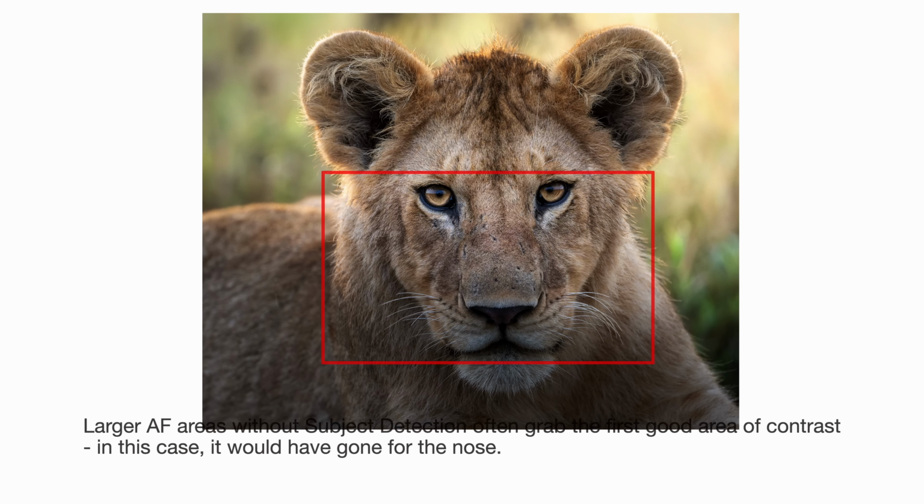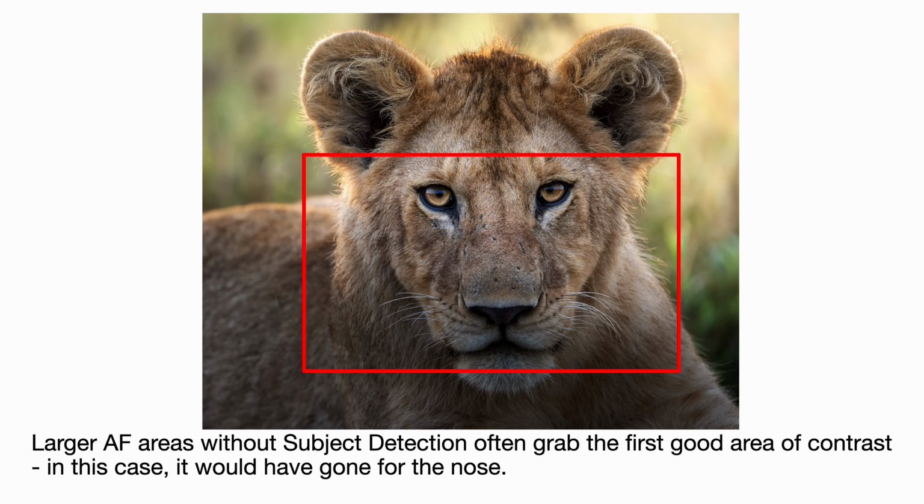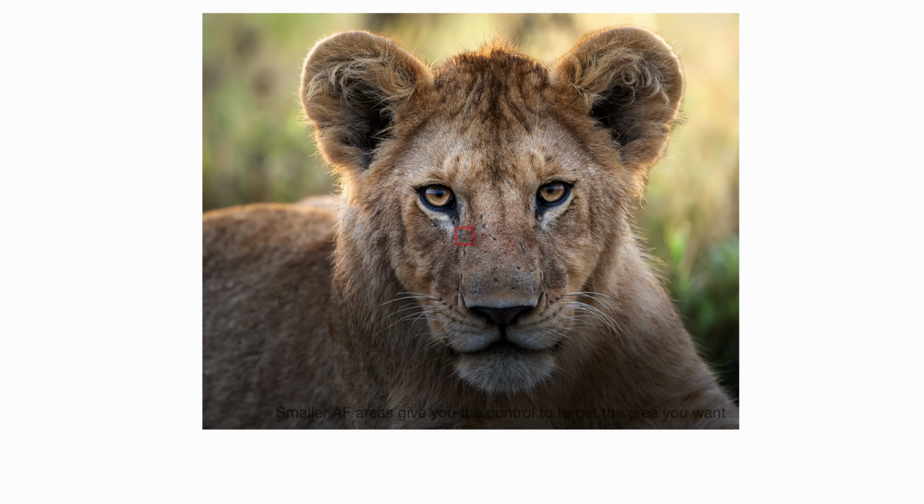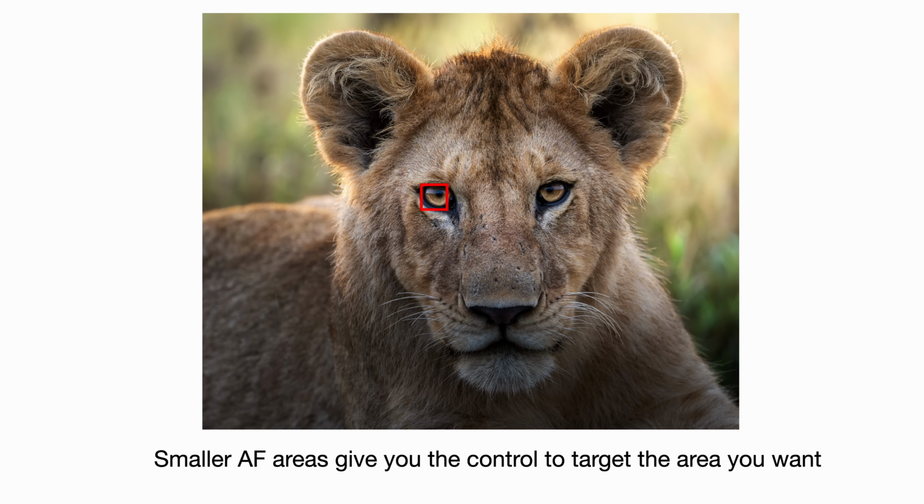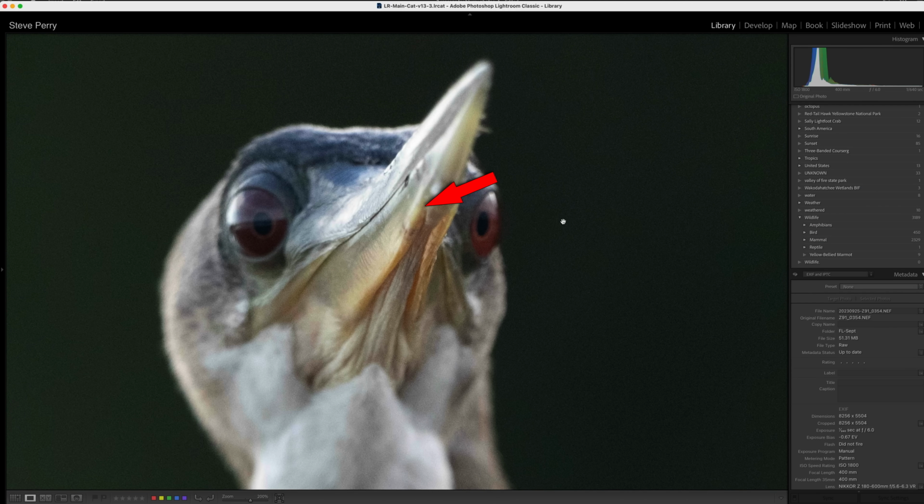When you're not using subject detection and the eye is soft, the problem is usually because your AF area is too large. Most AF areas grab the first area of good contrast they find, and typically they prioritize near to far focus. So with a bird in flight, the wingtip might be a juicier target than the head, or with the subject facing the camera, the nose or the beak might be the area your camera targets. The fix? Use the smallest AF area you can reliably keep on the subject.